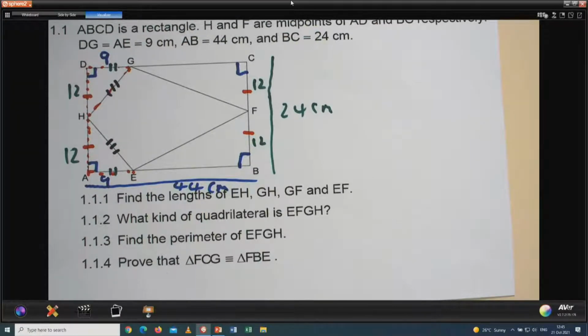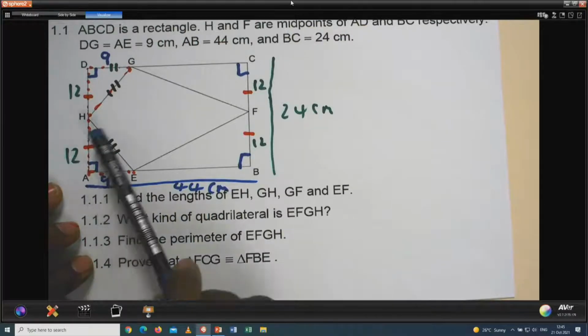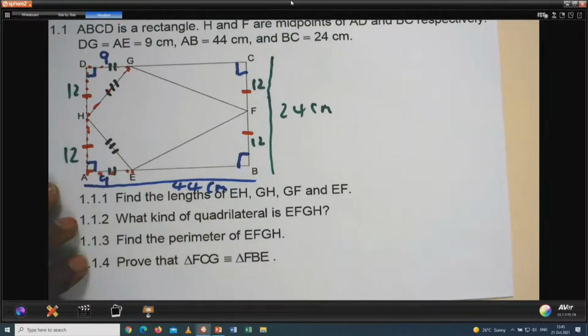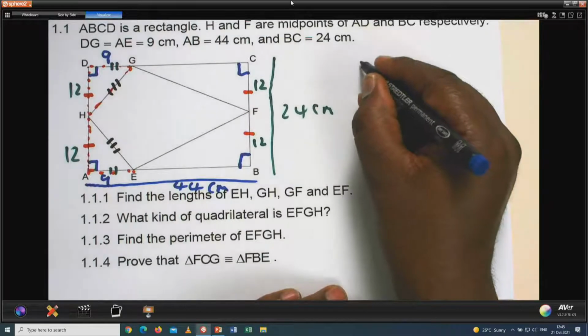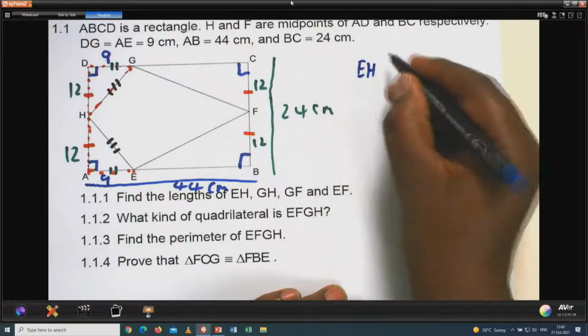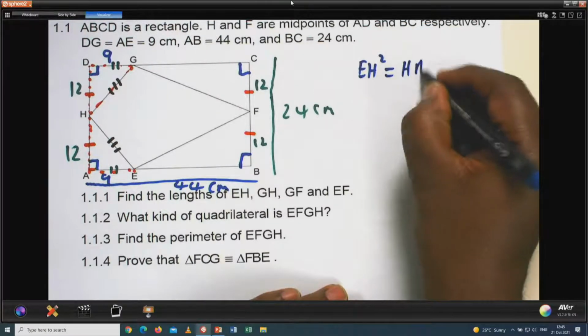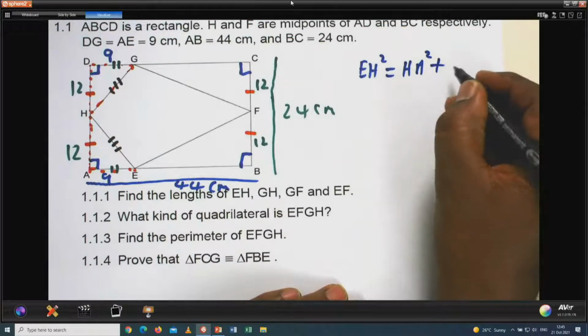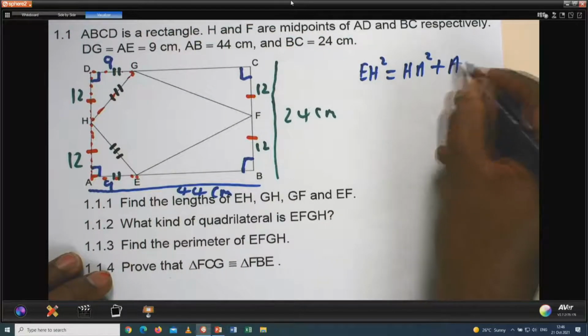Now is EH. Now let's look, what is EH? EH is a side opposite 90 degrees. Therefore, it's a hypotenuse, and it's in a triangle. And if it's in a triangle, we use Pythagoras. Therefore, according to our Pythagoras, EH squared as a hypotenuse equals HA squared plus AE squared.